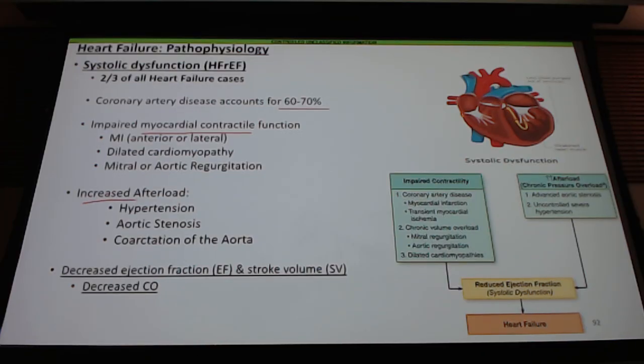So if you have a hypertensive emergency, or just a profound elevation of blood pressure, or aortic stenosis, it increases that afterload. So you're having to work harder to generate a more powerful squeeze just to get that aortic valve to open, to get that blood circulating, which then leads to decreased cardiac output.